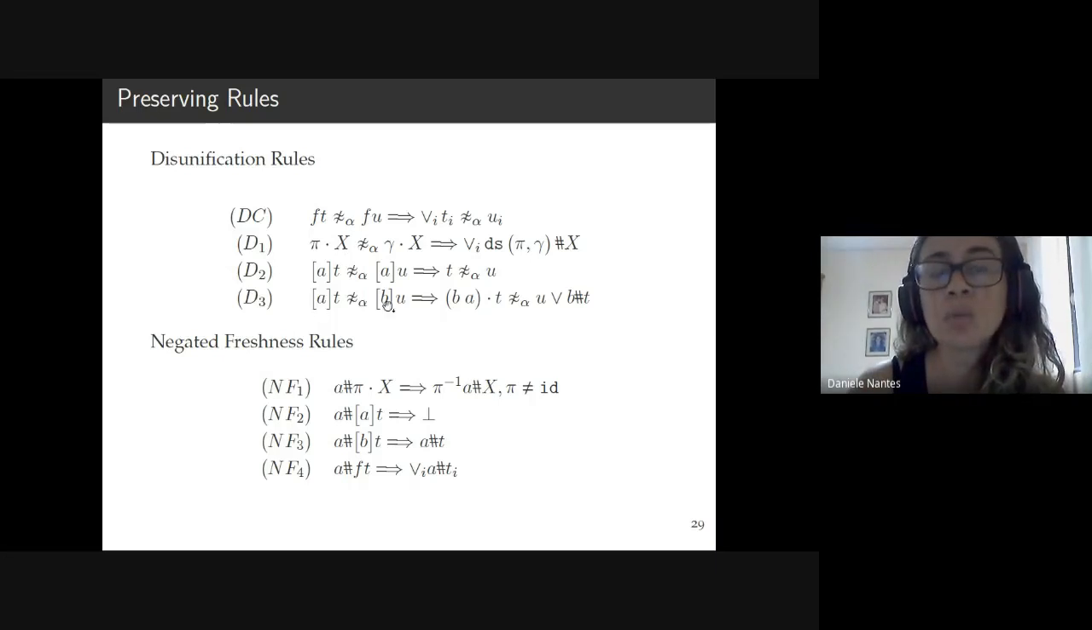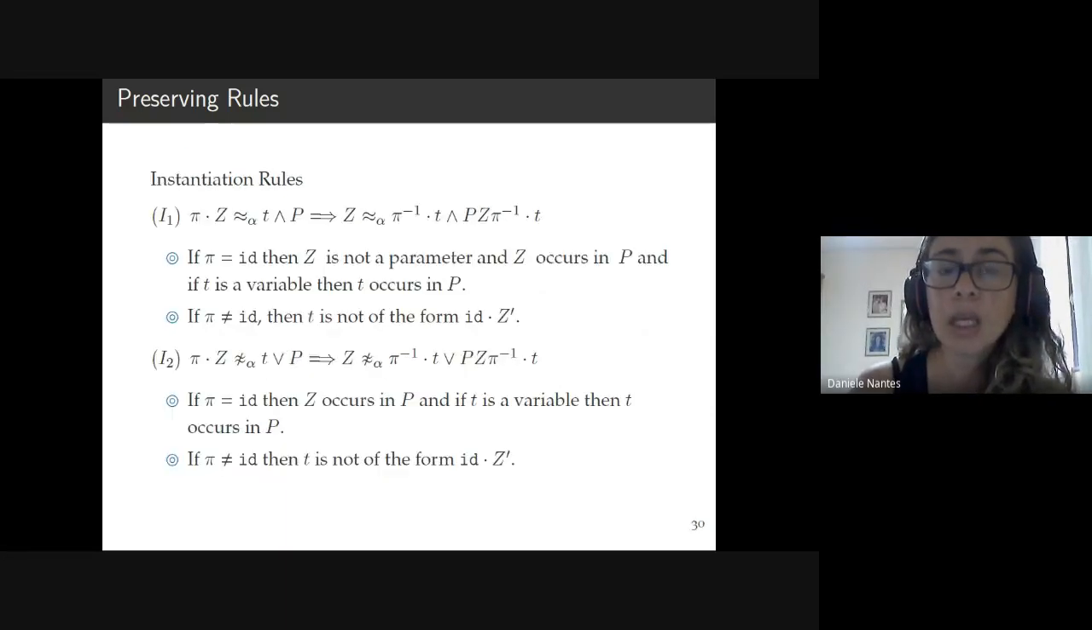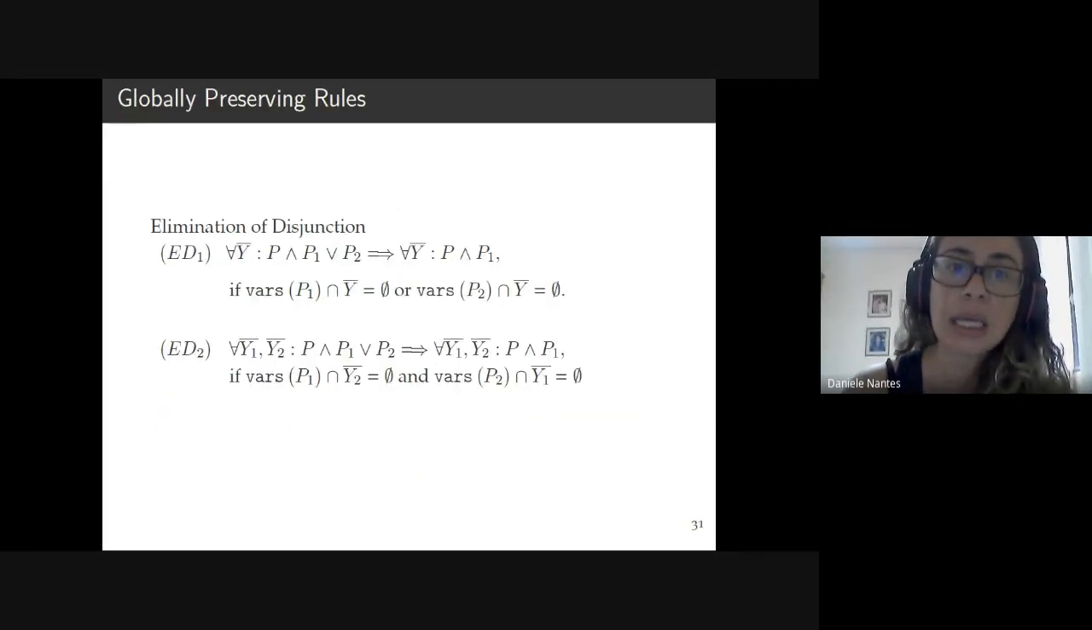For instance, if you have the difference between abstractions on different names, either when you rename, the two terms are not equal, or the condition of B being fresh for T is not satisfied. So these are the rules for negation of both predicates. We have rules to instantiate variables; these are very standard rules, and I'm not going to go into details here. And we have elimination of disjunctions. If you have P in conjunction with a disjunction, and one of these, P1 or P2, does not have the variable in the forall quantifier, you can just ignore the other one and reduce. And the same for the second elimination of disjunction.